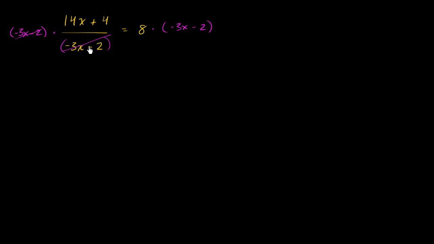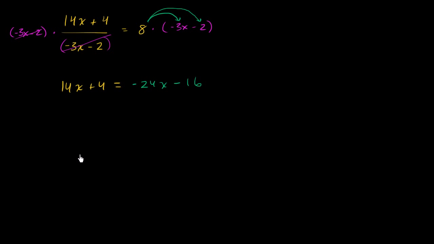And so you're left with, on the left-hand side, your 14x + 4. And on your right-hand side, you just have to multiply 8 times -3x - 2. So 8 times -3x is -24x, and then 8 times -2 is -16. And there you have it. We have simplified this to just a traditional linear equation. We've got variables on both sides, so we can just keep simplifying.